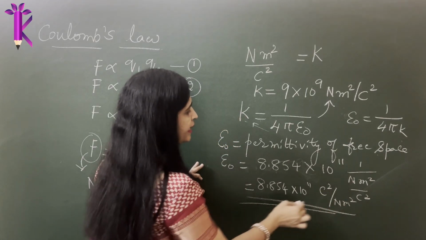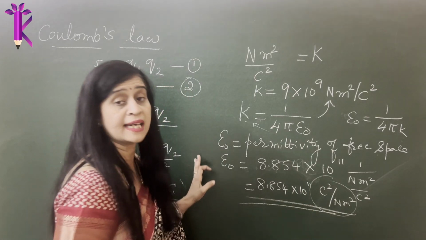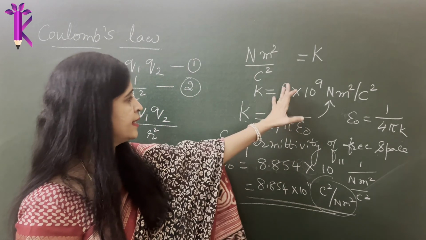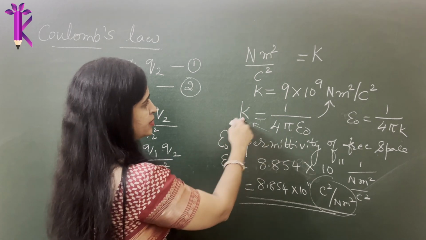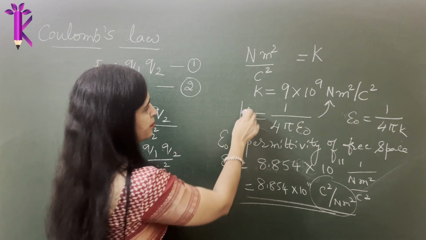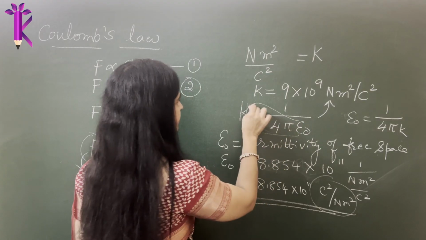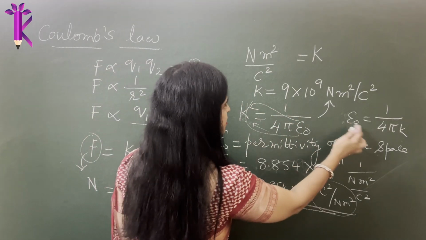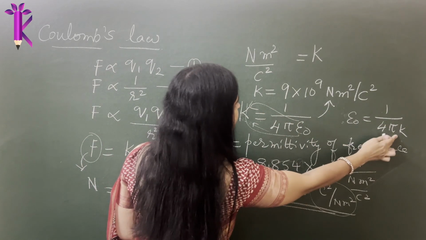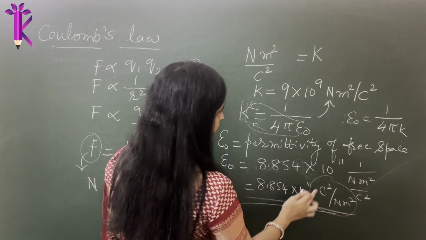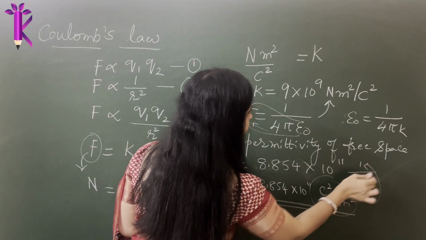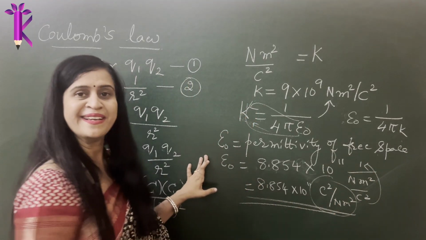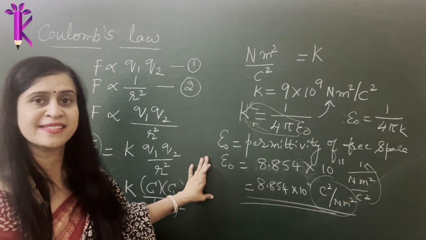So these are all very important questions. You can be asked to calculate the SI units for permittivity or for K. So what I did was I used this equation because I knew the SI unit for this. I brought K here and epsilon naught here. So it becomes epsilon naught is equal to 1 by 4 pi K. We already know K is Newton meter square by Coulomb square. So this goes to the numerator and this remains in the denominator. I hope this part is clear.